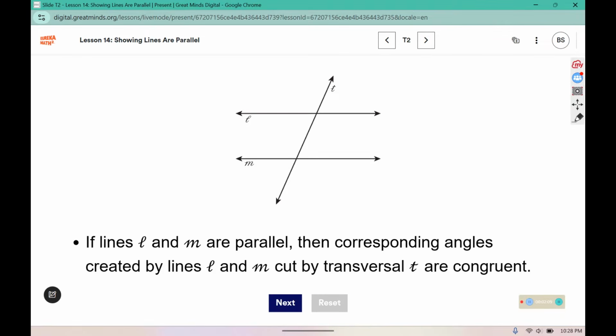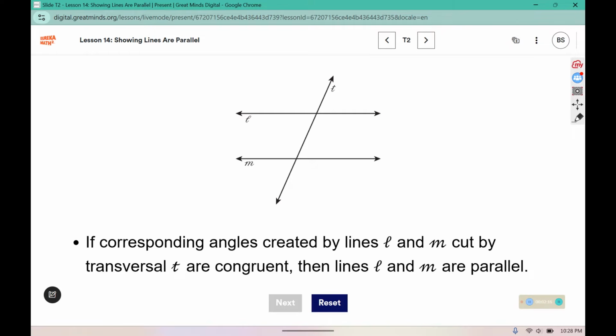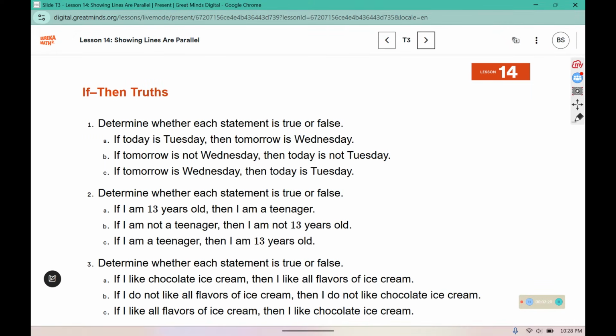We know from previous lessons that this statement is true. But the converse is something that we're going to discover. So here are some if-then statements, and our job is to determine whether they are true or false.